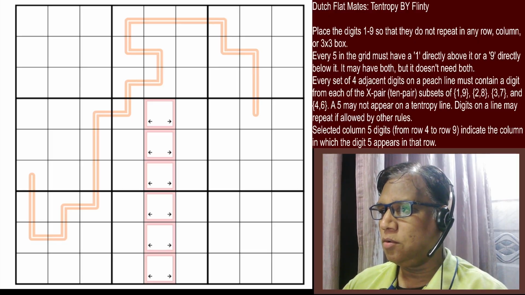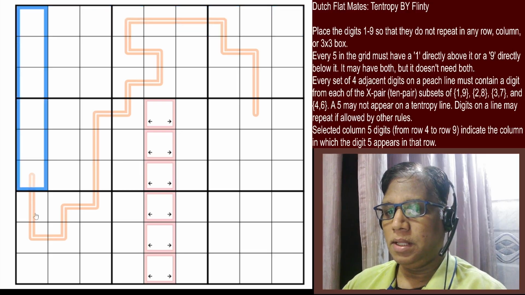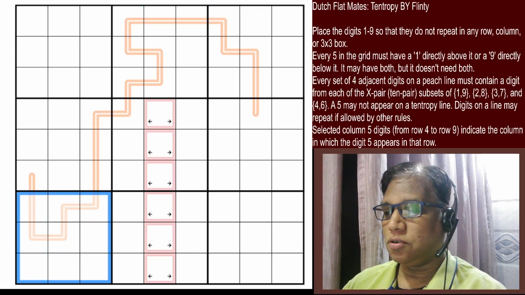So let's read the rules. So yeah, there are numbers in the rules today. So there are 4 rules. First rule is normal Sudoku rules apply. That means we have to place the digits 1 to 9 in each row, each column, and each 3 by 3 box without any repetition of the number.